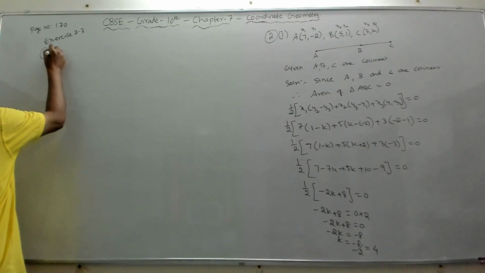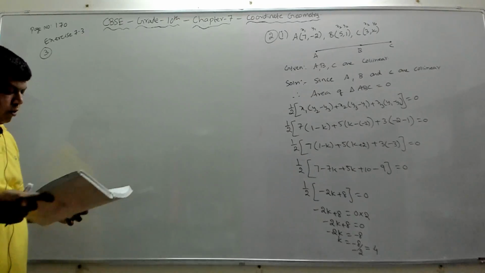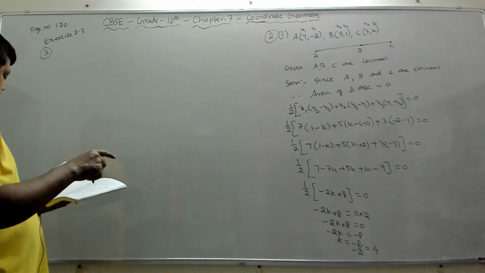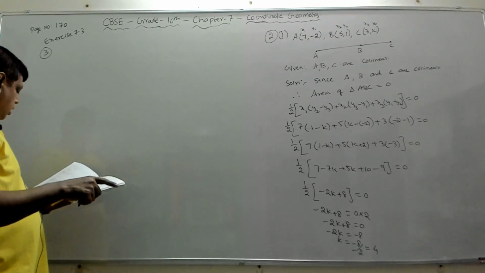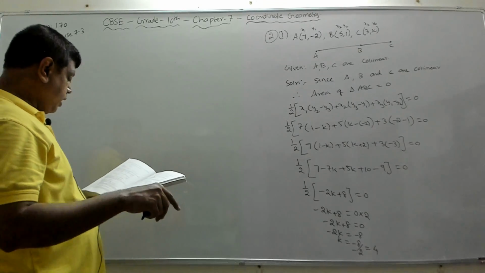So problem number 3 is, find the area of the triangle formed by joining the midpoints of the sides of the triangle whose vertices are (0, -1), (2, 1) and (0, 3). Find the ratio of this area to the area of the given triangle.